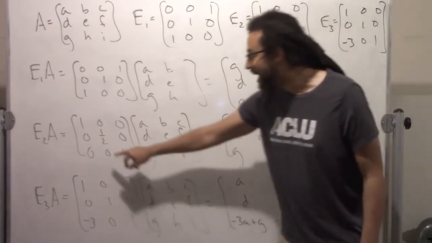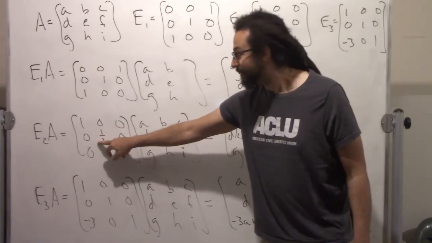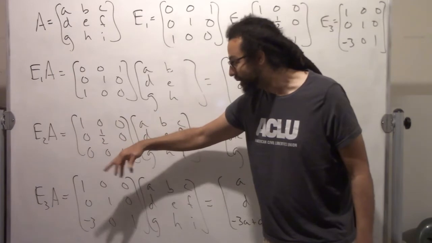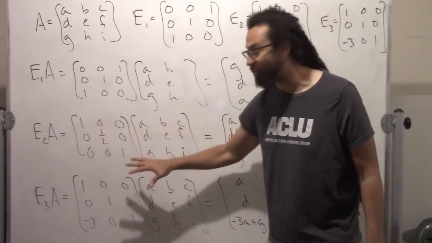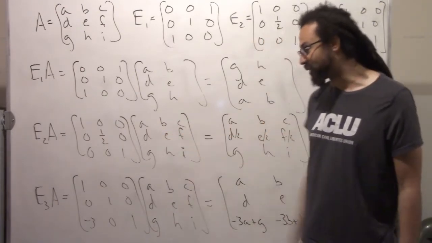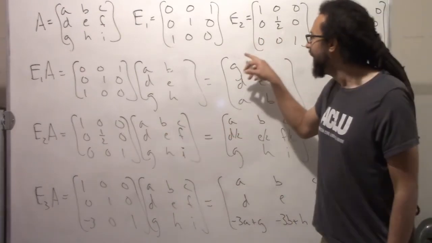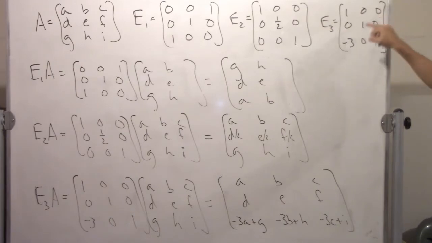Again, scalar multiplying any row by a non-zero scalar, if you do that to the identity matrix, the resulting elementary matrix will do that same action to the corresponding row of a typical matrix. And how did we get E3? We took -3 times row 1 of the identity matrix and added it to row 3 of the identity matrix and got this new row.